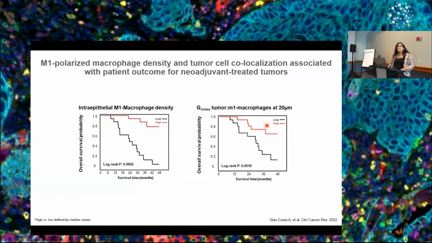So given that higher intraepithelial M1 polarized macrophage density and greater colocalization of M1 polarized macrophages and tumor cells associated with better histological response, we next asked if this would have some impact on survival as well. And as you can see here, higher intraepithelial M1 macrophage density in the neoadjuvant treated group associated with better overall survival. And in the same way, greater colocalization of M1 polarized macrophages in tumor also associated with better survival.